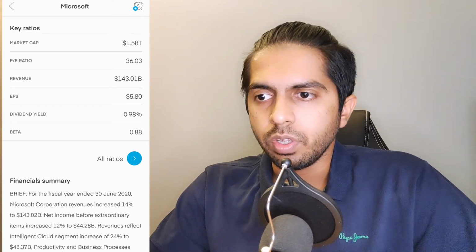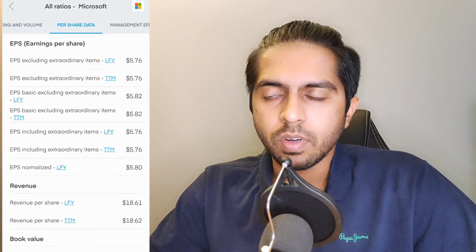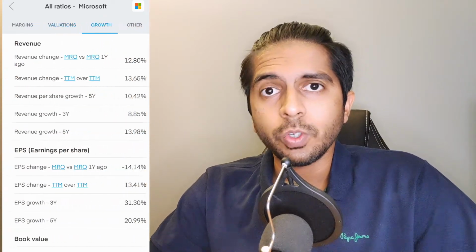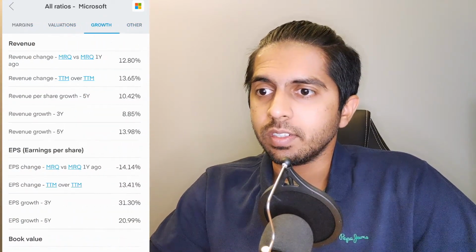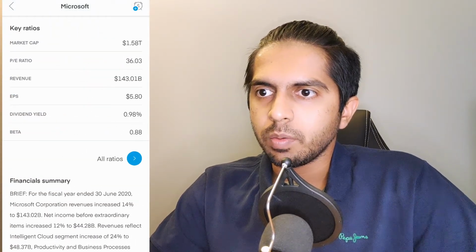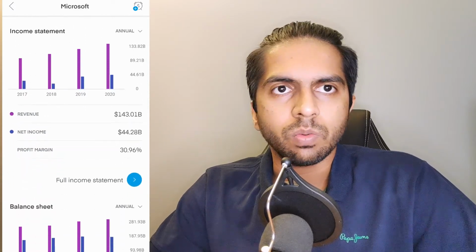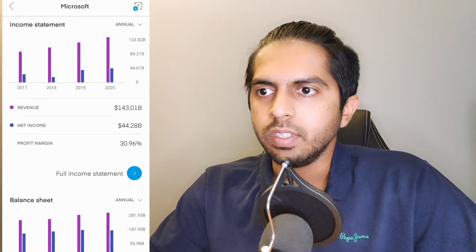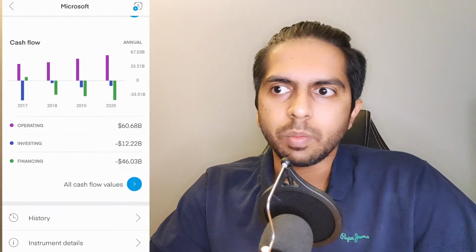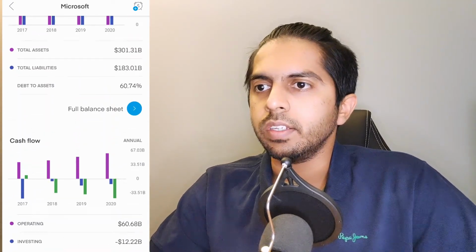So if you click all ratios here, you can see there is a lot of financial information that is available for you, and you should use it to make your decision. It's given for a reason. And there is also this financial summary of quarterly results and their annual revenue, income, liabilities, assets, cash flow, and you can see a lot of information. So this is how a typical stock looks like in Trading 212.